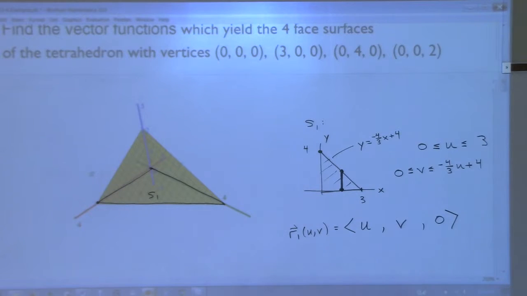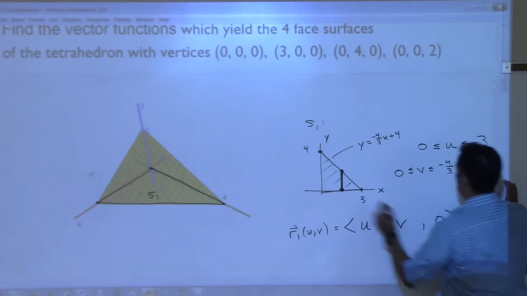Questions on that? If you fix me a u right now, okay? So like right now, let's fix a u. Someone give me a u. Anything between 0 and 3? 2. So if you give me 2, I'm going to come out to 2.